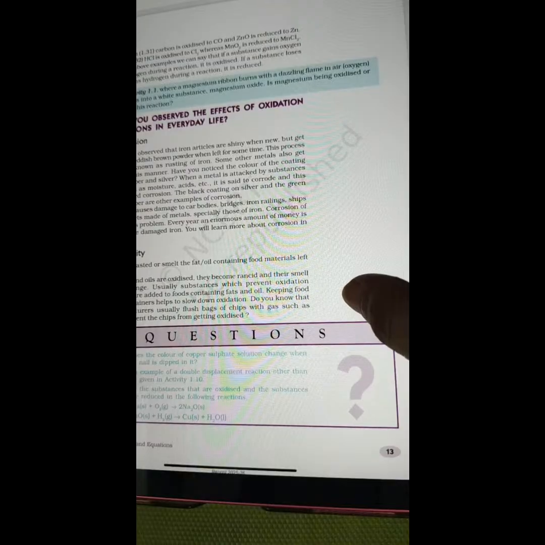In reaction 1.31, carbon is oxidized to CO and ZnO is reduced to Zn. In reaction 1.32, HCl is oxidized to chlorine, whereas MnO2 is reduced to MnCl2. From the above examples, we can say that if a substance gains oxygen or loses hydrogen during a reaction, it is oxidized. If a substance loses oxygen or gains hydrogen during a reaction, it is reduced.